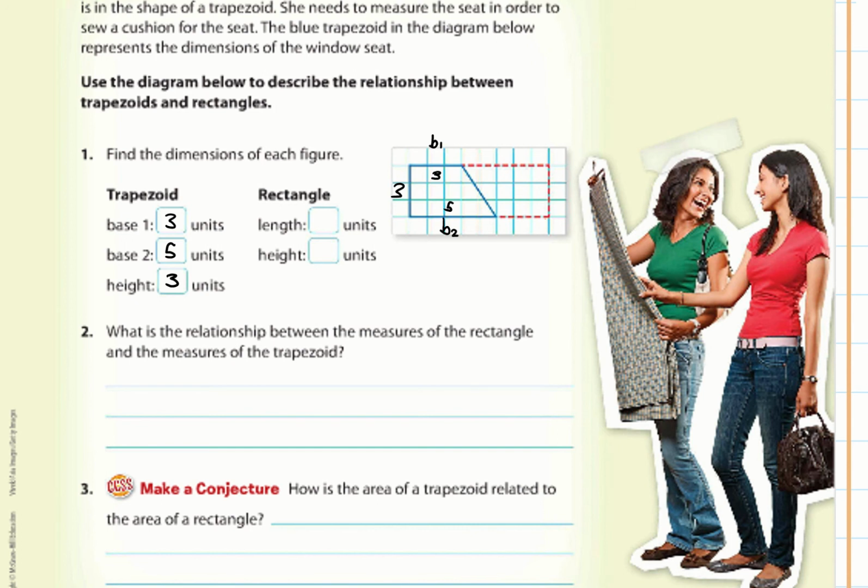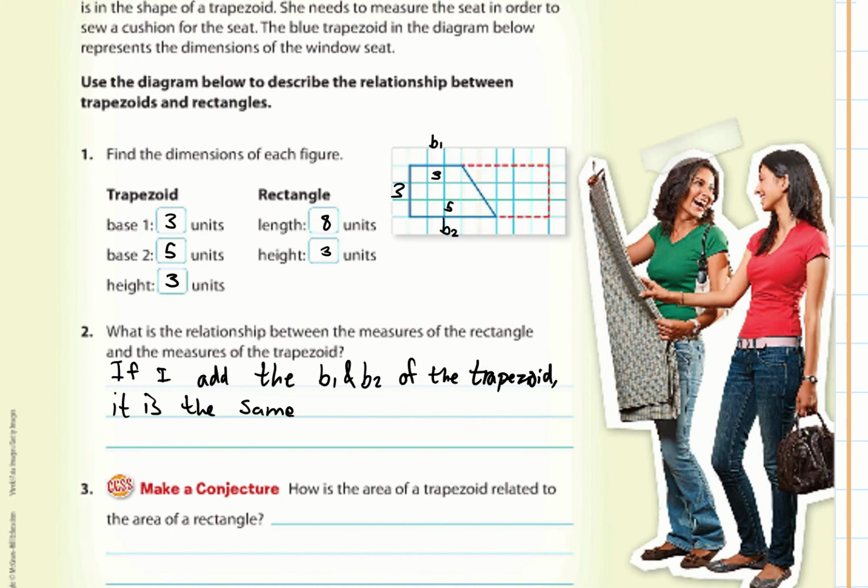Now if you look at the rectangle, the length is, so that's 3, 4, 5, 6, 7, 8. It's 8 units. If you notice, the length of the rectangle is base 1 plus base 2, 3 plus 5. And the height is 3 units. What is the relationship between the measures of the rectangle and the measures of the trapezoid? So like I said earlier, if I add the two bases, base 1 and base 2, that's going to equal the length. So if I add the base 1 and base 2 of the trapezoid, it is the same as the length of the rectangle.